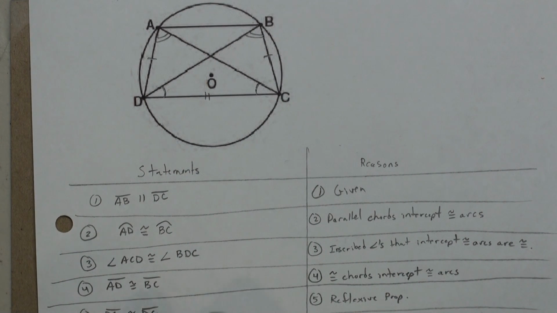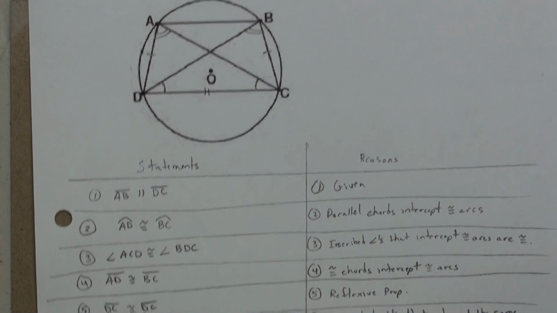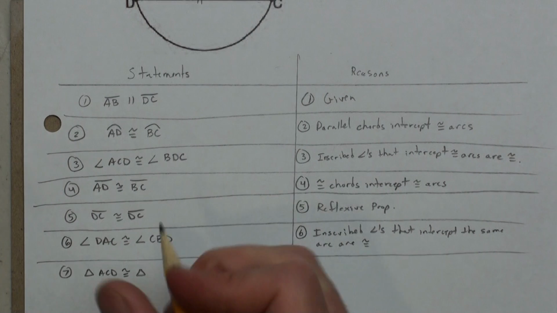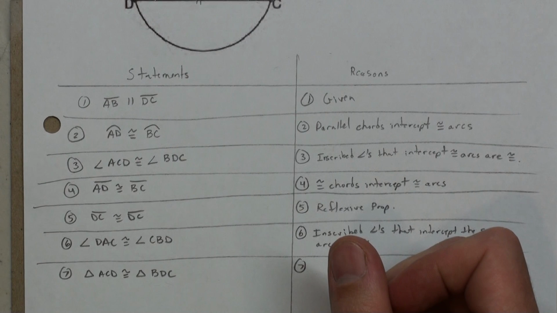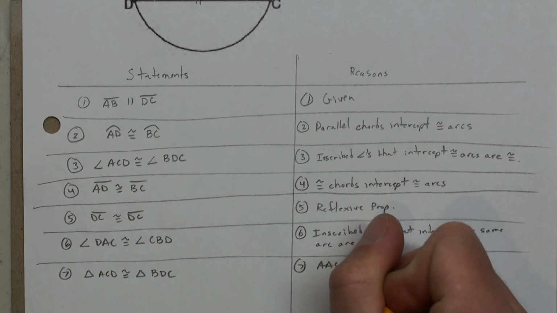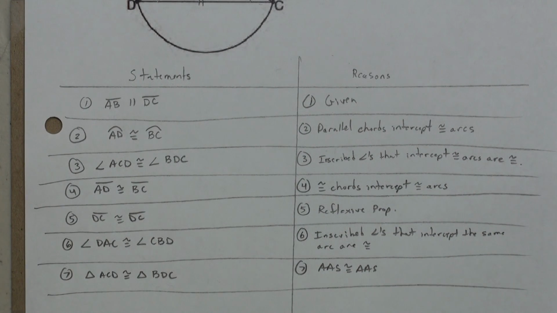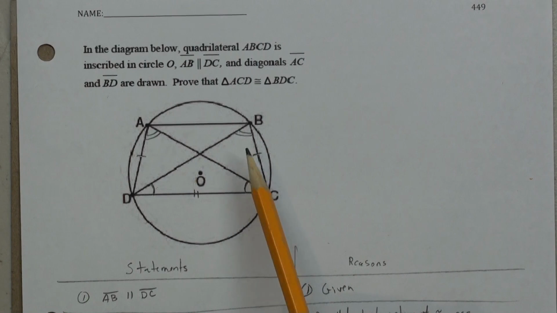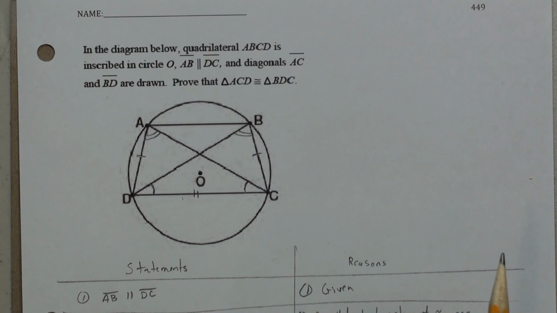Now we can say triangle ACD is congruent to triangle BDC because of, let's see, angle, angle, side, congruent to angle, angle, side. Okay? And that would be angle, angle, side, congruent to angle, angle, side. Alright? That's it for that one.